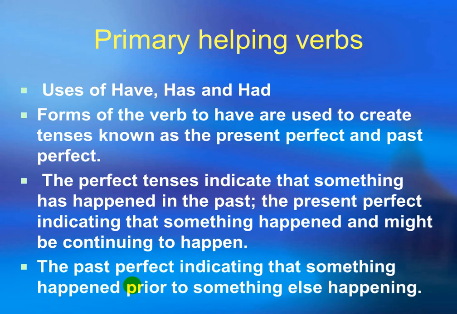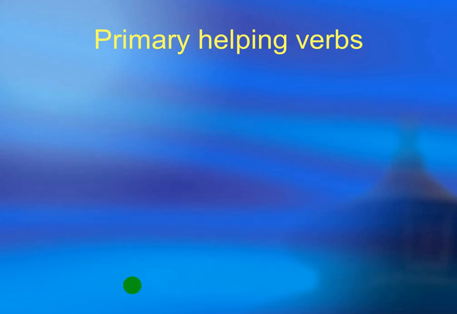أما ال past perfect indicated that something happened prior to something else happening. يعني ال past perfect اللي هو الزمن اللي بيستخدم فيه had مع التصريف الثالث بيعبر عن حدث سبق حدث آخر أو سبق وقت محدد في الماضي. دي معلومة سريعة عن معنى ال present perfect simple أو ال present perfect progressive أو ال past perfect simple.